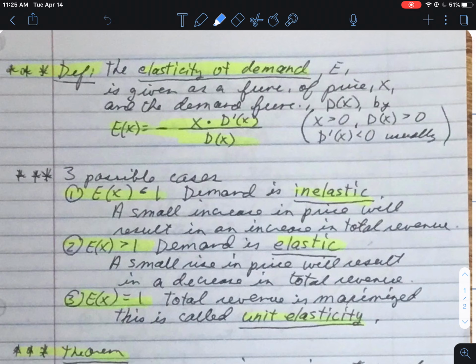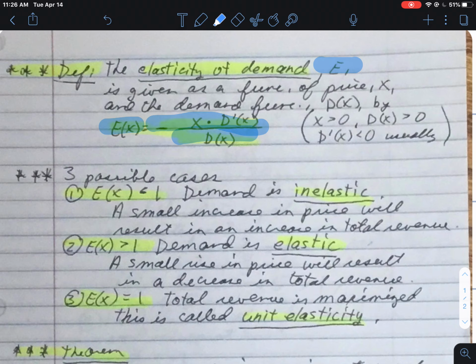All right, here's a definition. There's this elasticity of demand that we were talking about. We're going to call this E. E for elasticity, real original. It's given as a function of price, represented by X, and the demand function, D of X, where E of X is equal to the negative of X times D prime of X over D of X.